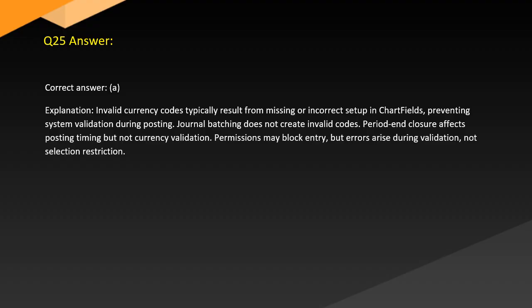Answer. Correct answer: A. Explanation. Invalid currency codes typically result from missing or incorrect setup in chart fields, preventing system validation during posting. Journal batching does not create invalid codes. Period end closure affects posting timing but not currency validation. Permissions may block entry, but errors arise during validation, not selection restriction.